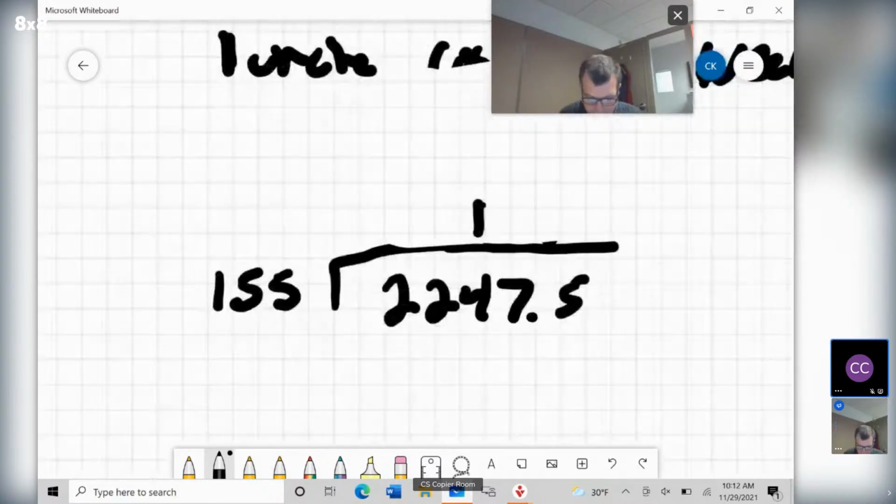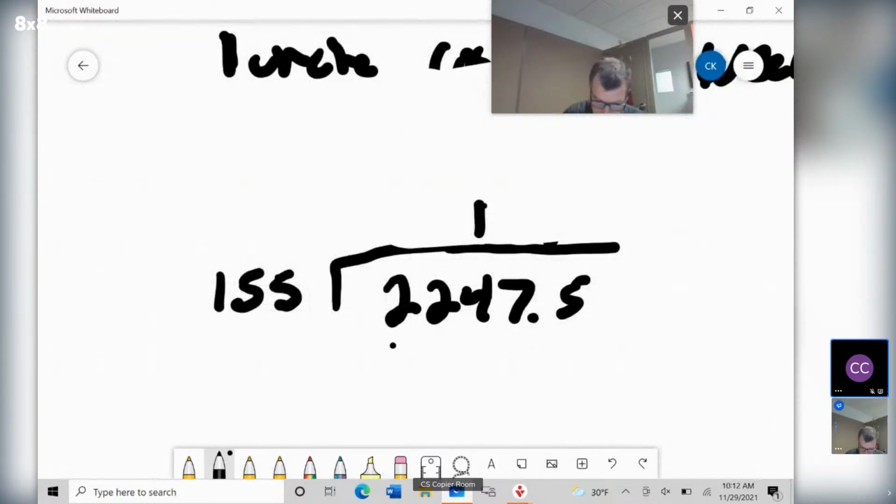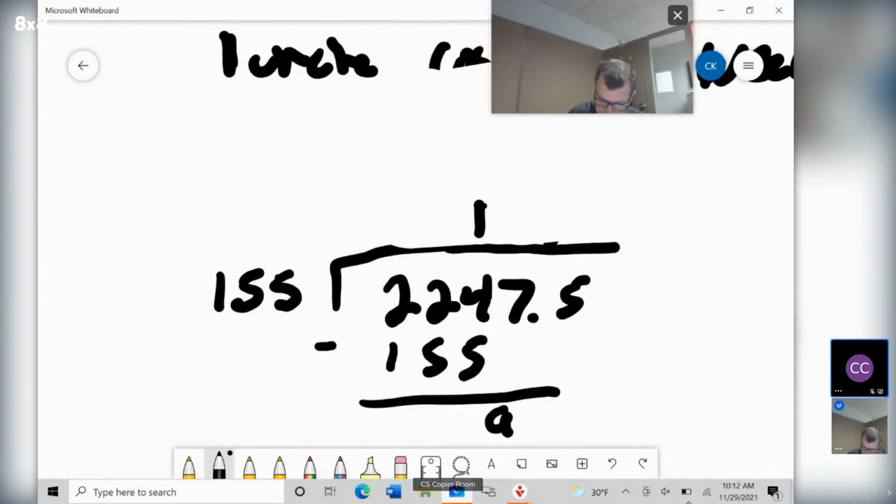And then we do the 1 times 155, 155. And then we subtract. Okay, we're going to have to borrow. So 14 minus 5 is 9. That's now a 1. We have to borrow again. So that's going to be a 1. So that's going to be 11 minus 5 is 6. So it's 69. And then we have to bring the 7 down.